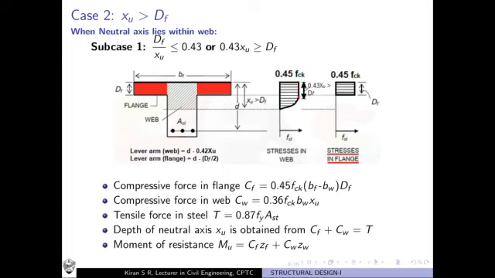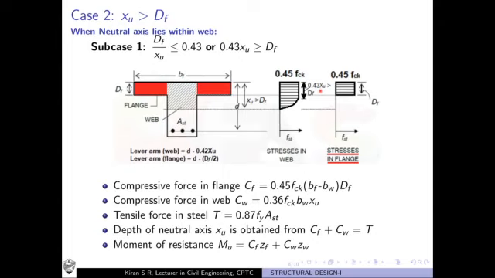This uniform region has some length. How much is it? You know that this is xu, the depth of neutral axis, and the length over which the stress is uniform is roughly equal to 0.43 xu. So bear it in mind, this is 0.43 xu.